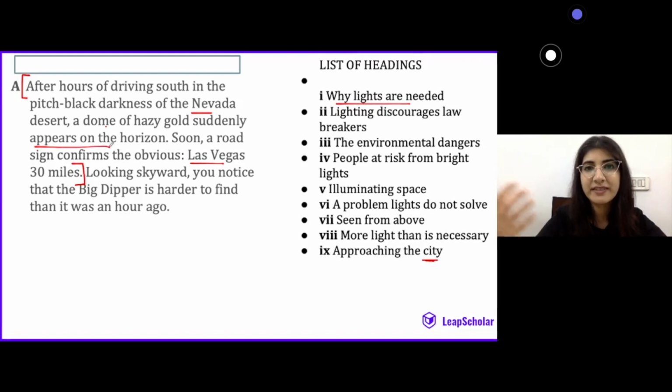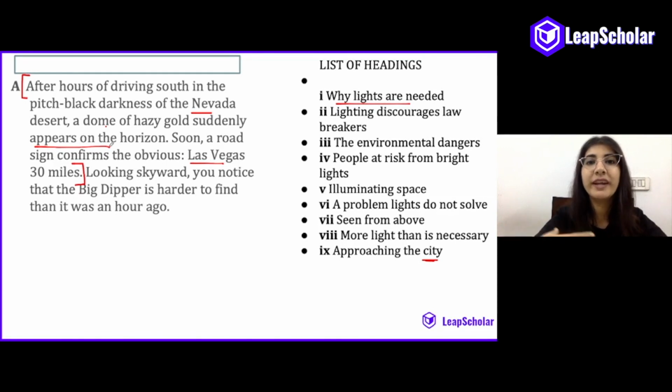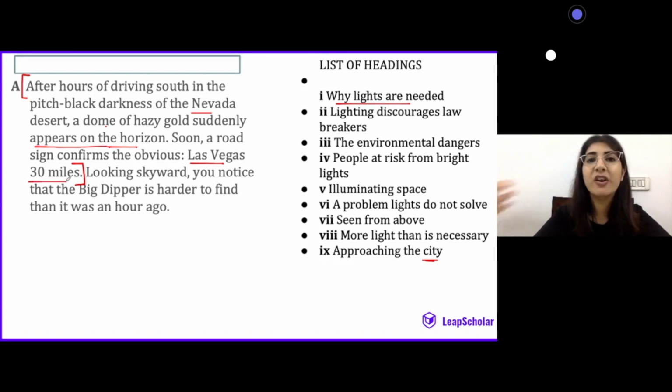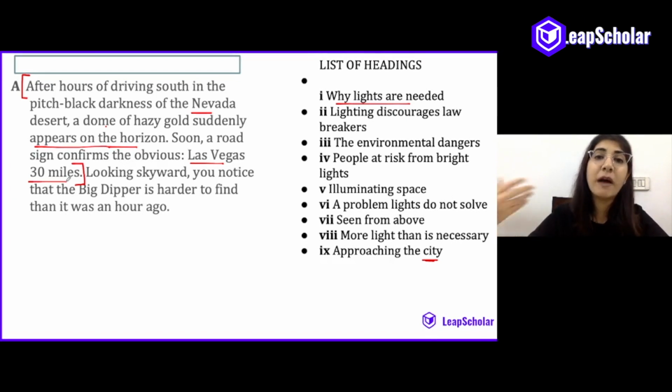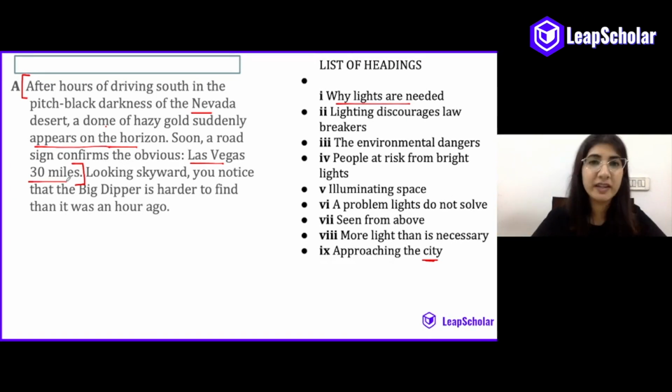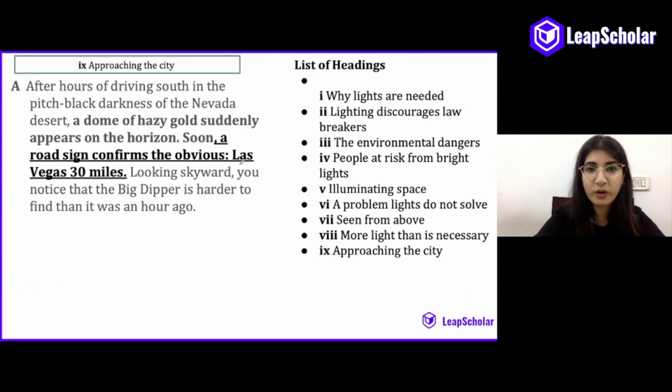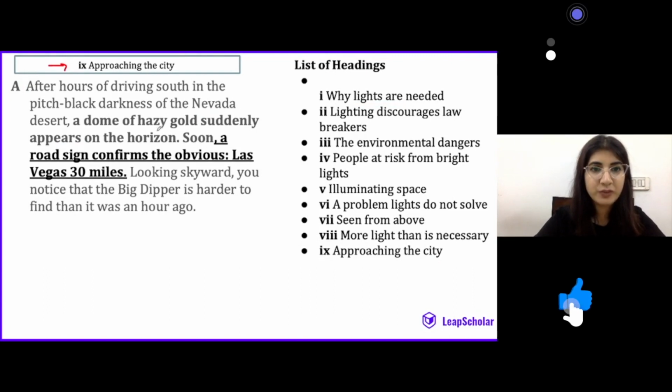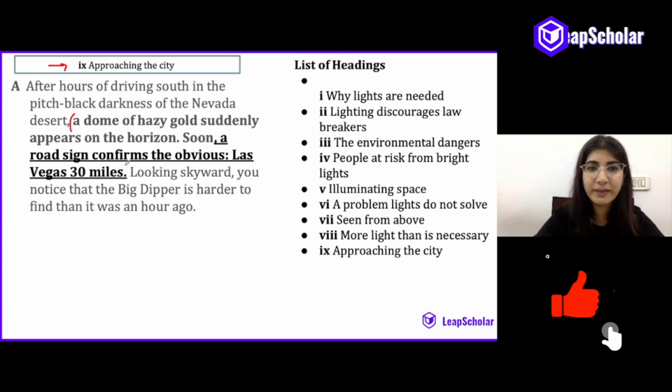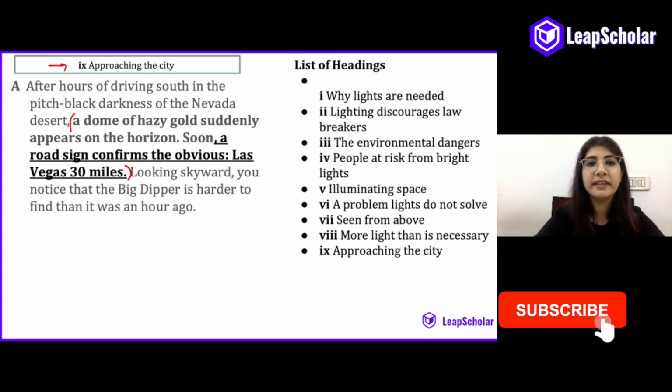So, when does something like this happen? When you're approaching a city, when you're entering one city from a dark area. So, that is when it happens. And again, in the next sentence, it makes it very clear. So, soon a road sign confirms the obvious. Las Vegas 30 miles, which means that you're about to enter Las Vegas in 30 miles. So that is why the headline for the first paragraph is approaching the city. So these are the two sentences which are confirming the same to me. And as I said, the third sentence is not required.